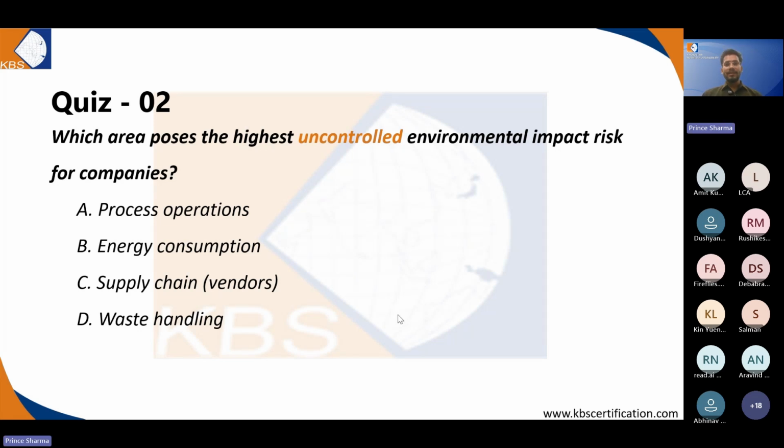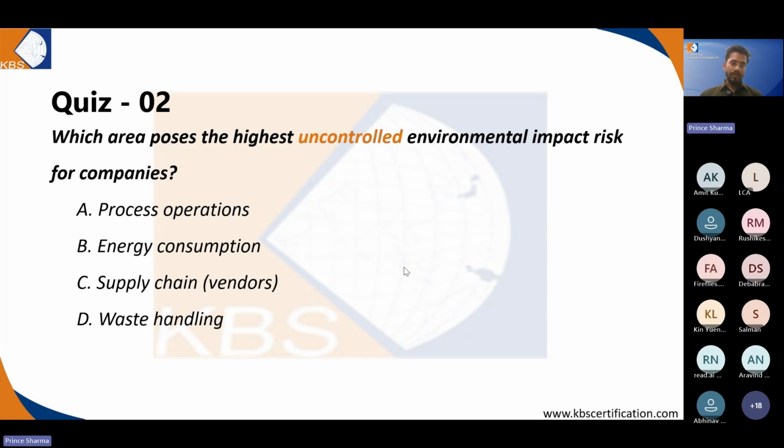For me, it depends on the industry. It depends on your supply chain. It depends on your processes. So what is your product? What are you doing in your product life cycle? That is something which leads me to give you the answer on what is the particular thing that you need to focus on and which is the uncontrolled environmental risk. So for that, life cycle assessment is very important.